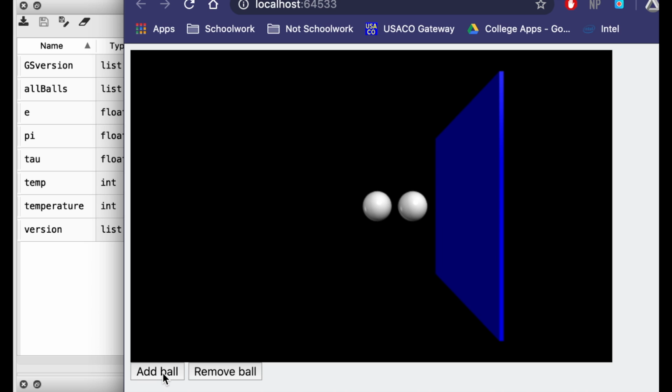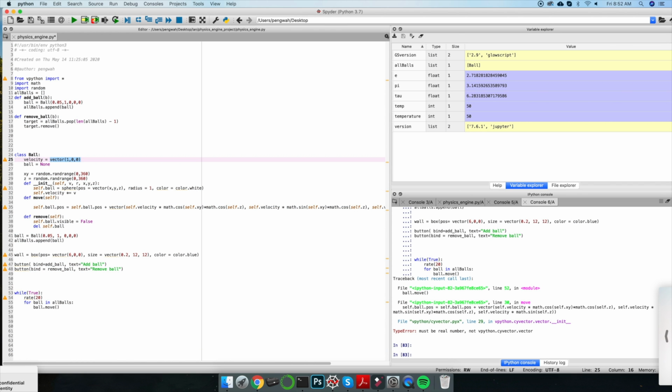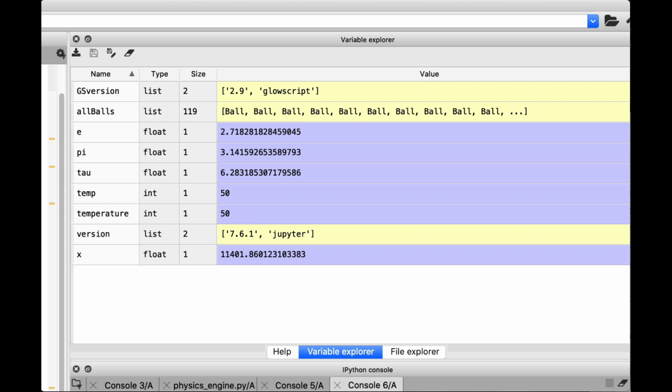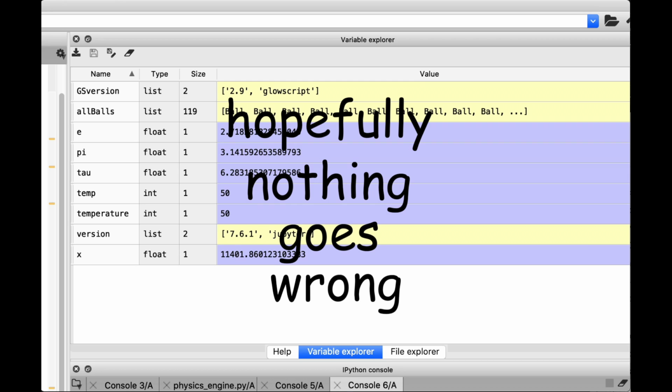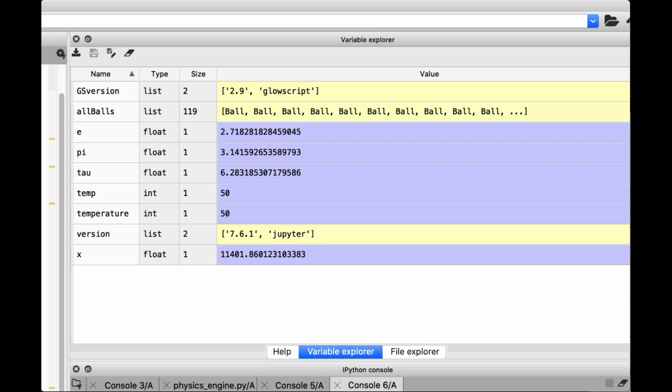Now with a little bit of extra research, I've managed to get the balls to spawn upon the press of a button, and I've also managed to get them to go in 3 dimensions. Now this is going to be the first major test of what we've built so far. Hopefully nothing goes wrong because I haven't tested this yet. And here we go.